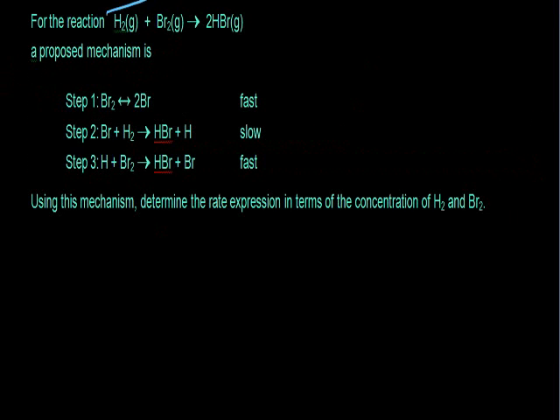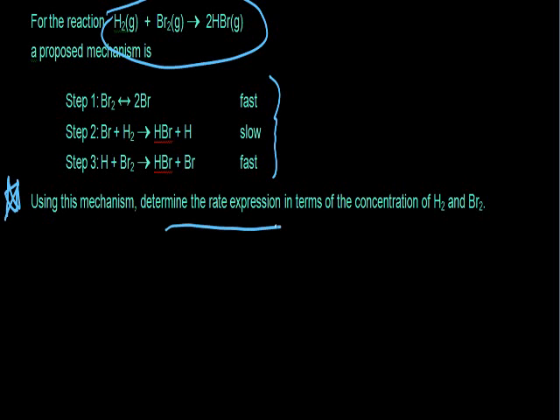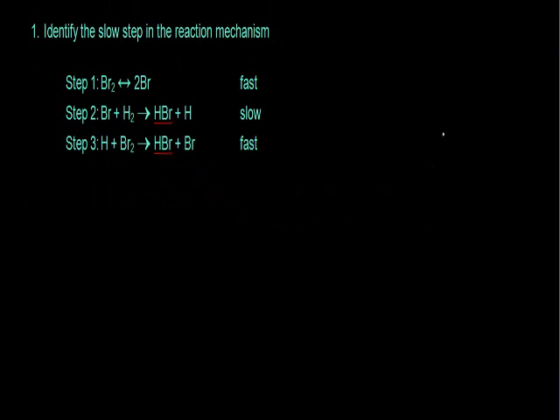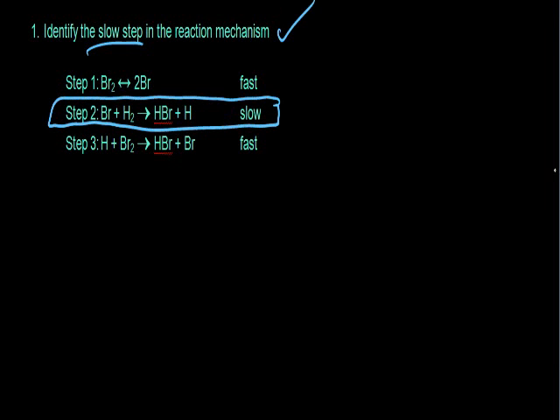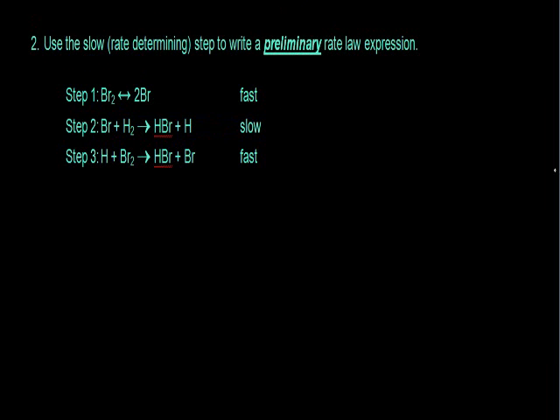Now here we have a reaction for which there's a proposed mechanism. This is the mechanism proposed for this particular reaction. It's a 3-step mechanism. And we're being asked to use this mechanism to determine the rate expression in terms of H2 and Br2, the 2 reactants in this reaction. Step number 1 is identify the slow step. Here, step number 2 is our slow step in the reaction. So check, we've identified the slow step in the reaction.